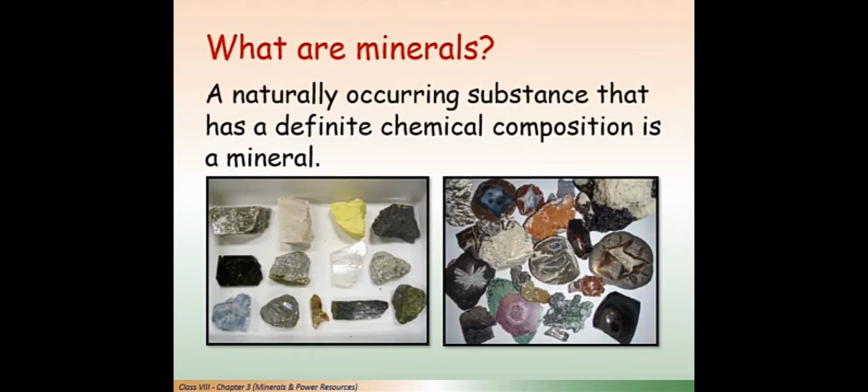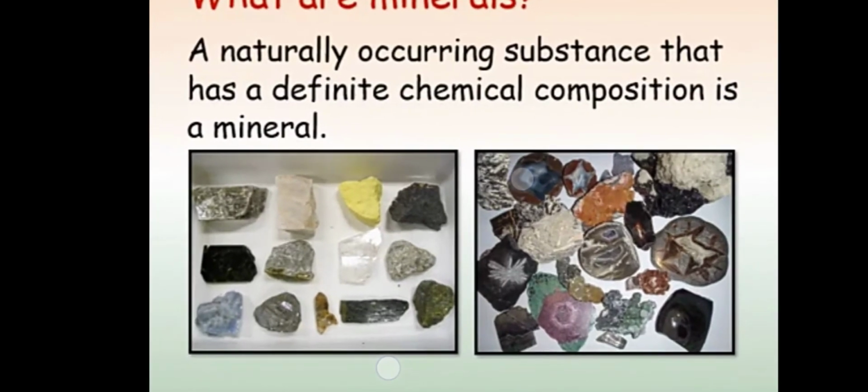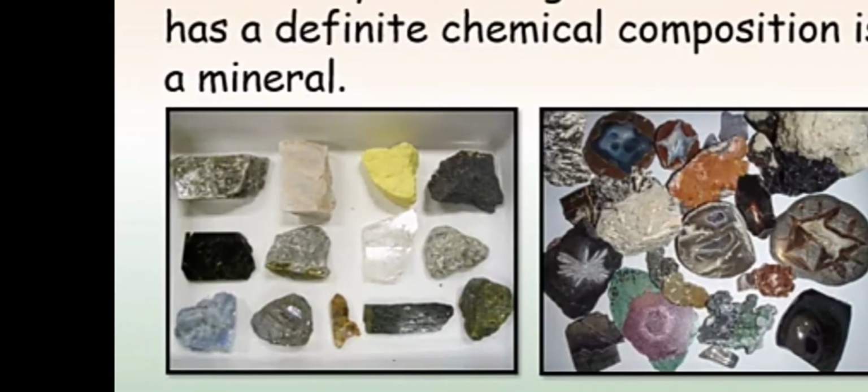So, it has both chemical properties and physical properties. Physical properties you can see from here: each and every mineral has a different color, different density, different hardness. These are the physical properties. Chemical properties mean that some minerals are soluble, that is, they dissolve in water, and some minerals do not dissolve in water. That is one chemical property of minerals.